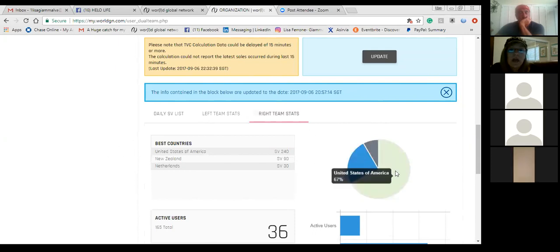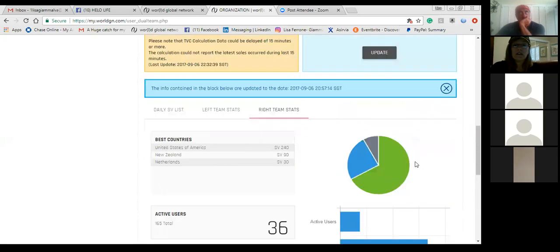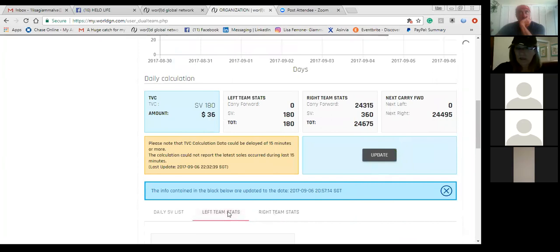So now it's going to break down how much was in the United States, how much was in the Netherlands and New Zealand. Okay, it's going to break down the countries. It's going to show you what this volume consists of. Well, Helo Wrist did 1,600. This person's at 235. This person's at 120. So it's showing you what the top 1, 2, 3, 4, 5, 6 people have done. Okay, so you could actually break it down to see what the top people are doing on your right leg and what the top people are doing on your left leg. Okay, so that's the second commission.